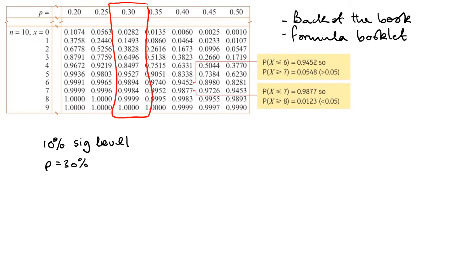Okay, so let's have a look at the first line. When my observed value is 0, it's about 2.82%. When my observed value is 1, it's 14.93%. Now at the 10% significance level, my critical value would be X equals 0. And my critical region would be anytime I observe anything less than 0.